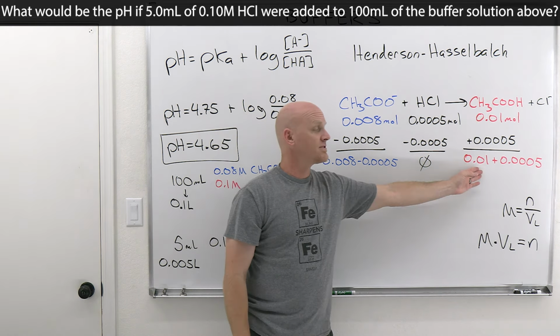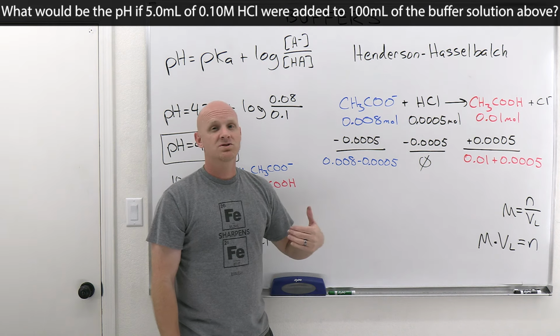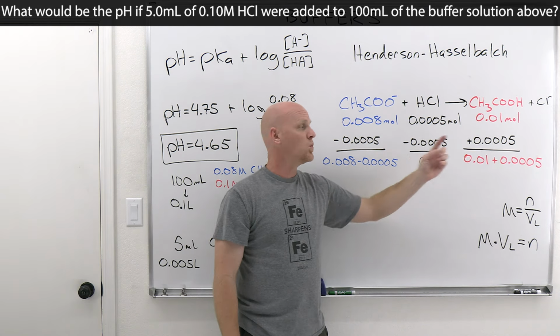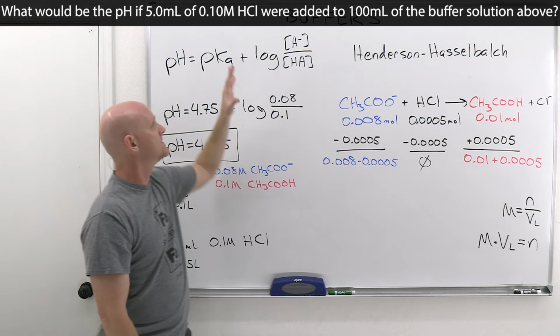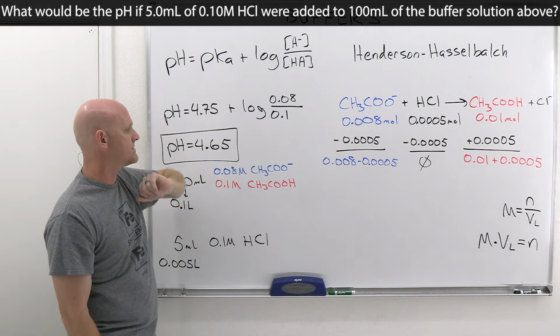And now we know the moles of both the conjugate base that's left over and the conjugate acid we formed, and they're not too different. And so because we have a fair amount of both weak acid and conjugate base in the solution, it's still a buffer, and we can still use Henderson-Hasselbalch to solve the pH.